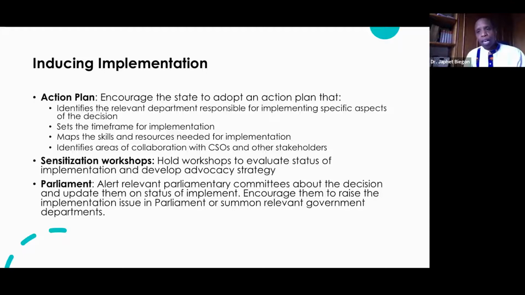Then finally, not necessarily finally, but thirdly, it's almost always the case that we focus much on the executive branch because it is the one responsible for implementing the decision in the end. And in certain instances, Parliament might also be involved if reform of laws is needed. But if reform of laws is not needed, it's also good to alert and engage with the relevant parliamentary committee or parliament as a whole about the decision, update them on the status of implementation, but more importantly, ask the relevant parliamentary committee to exercise its oversight role over the executive branch and ask the executive branch the extent to which it has implemented a decision.